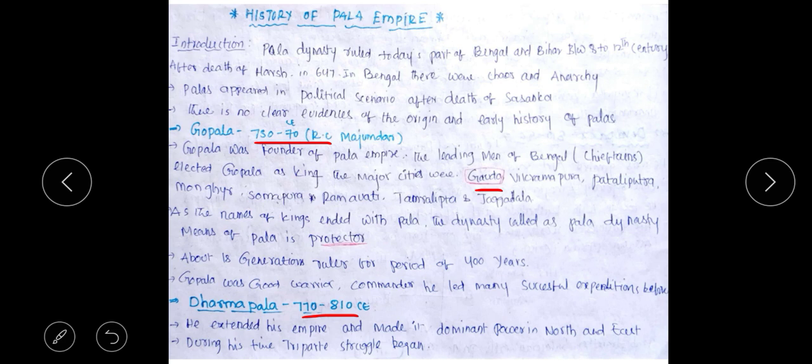During the period of Dharmapala, a very important event took place: the struggle between three empires, known as the tripartite struggle. I have already explained this in previous videos on the history of the Rashtrakutas and the Gurjara Pratiharas. I will again say a little about it, but for a clear understanding you can watch the previous two videos.